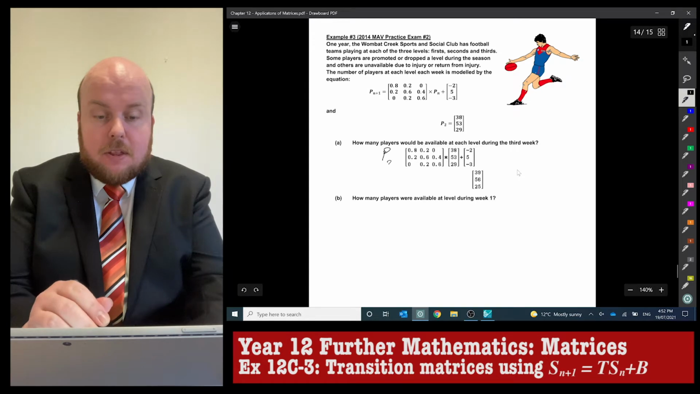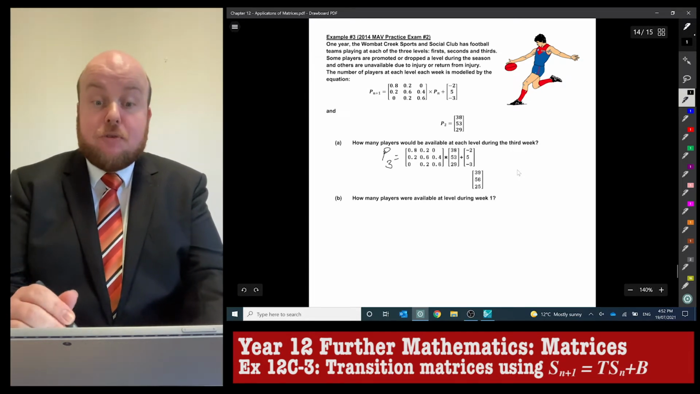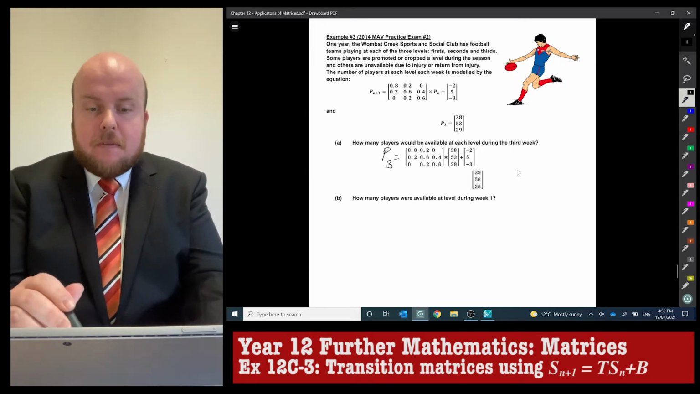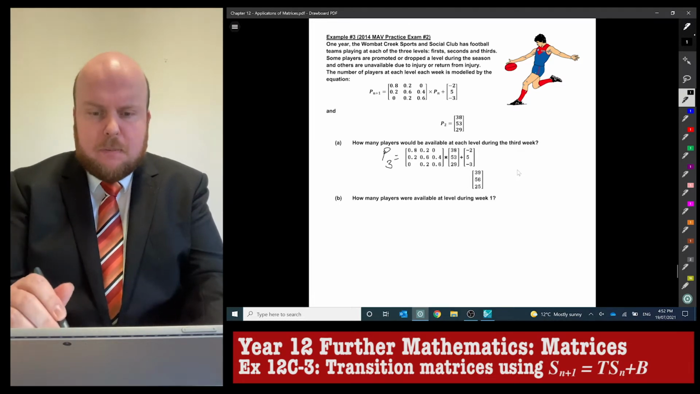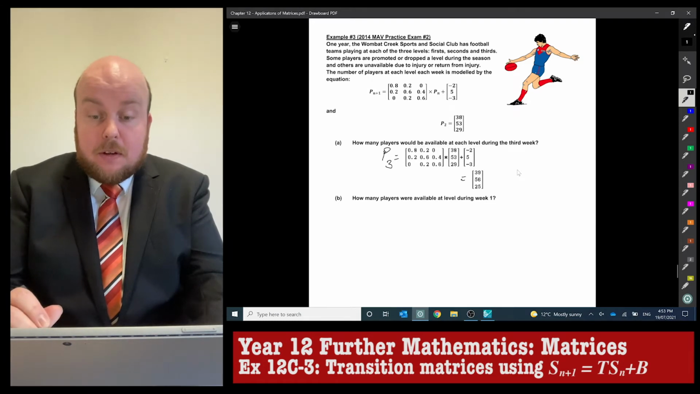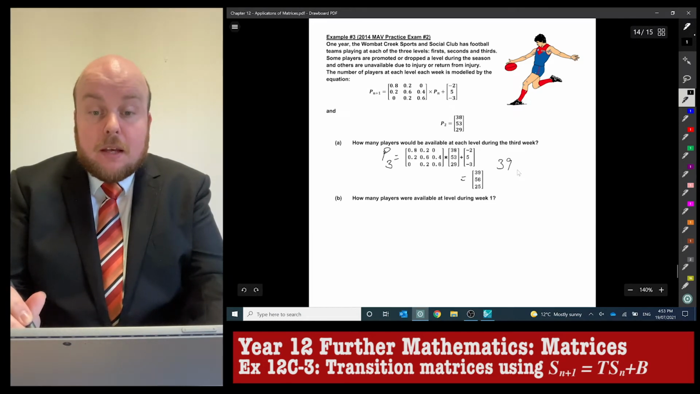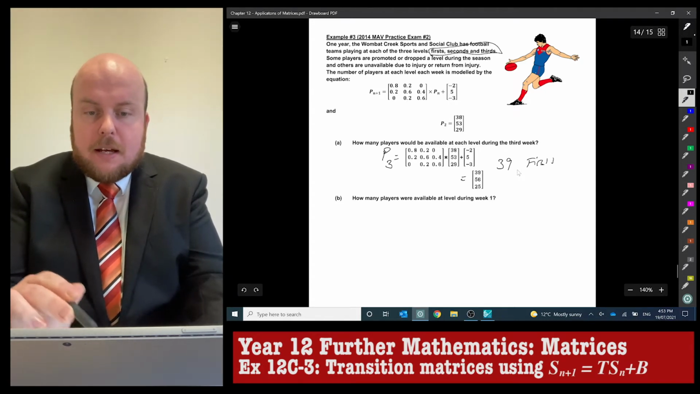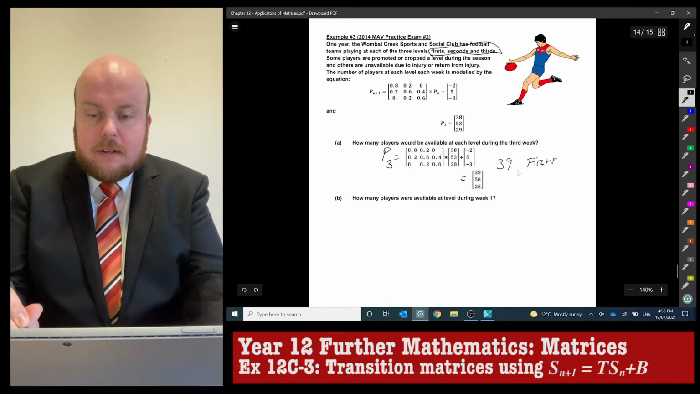This is going to tell us the 3rd week, where we've done the transition matrix times P2, and then we've got this plus B here with some weird negative numbers, and it gets us this number here. So 39 for firsts. We are assuming that it's in the order as described here: firsts, seconds, and thirds. So 39 firsts, 56 seconds and 25 thirds in the week. Let's just call it week 3.